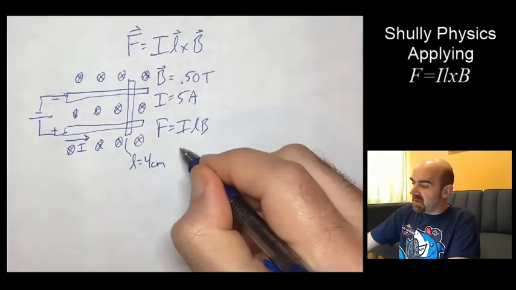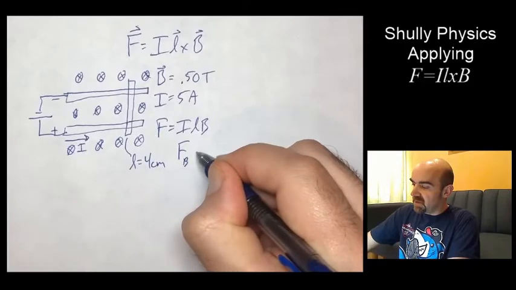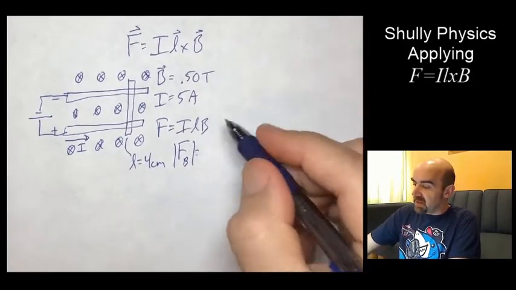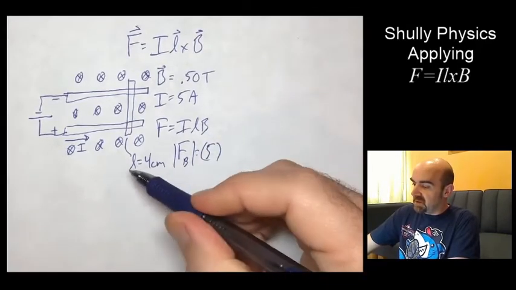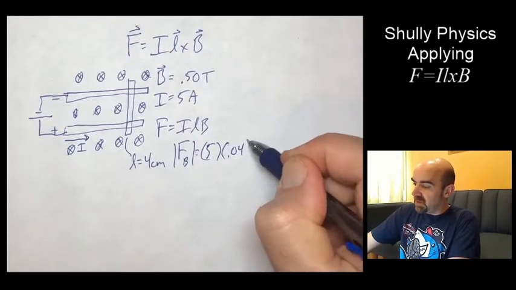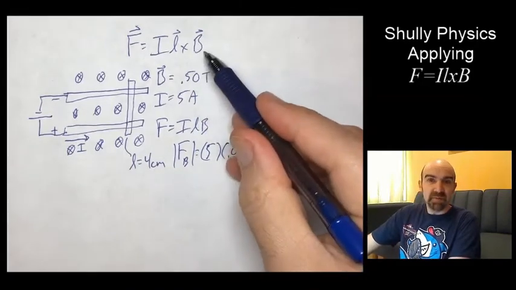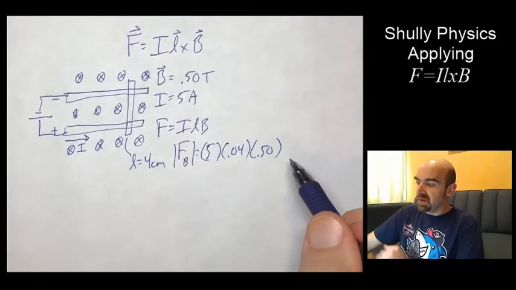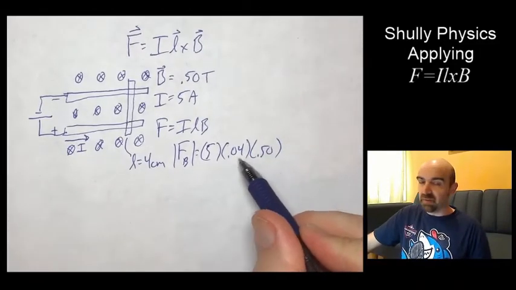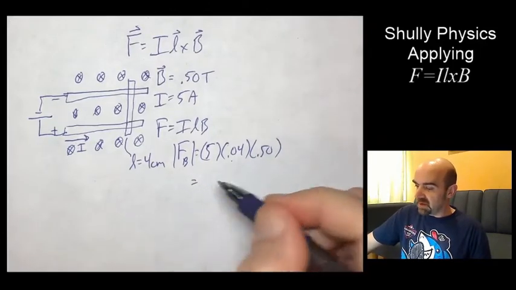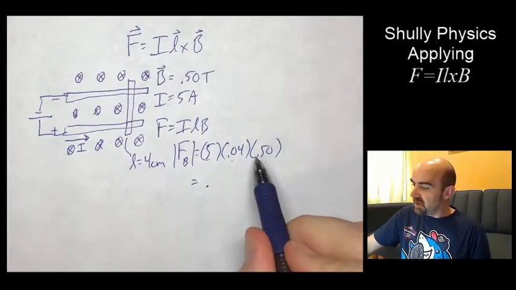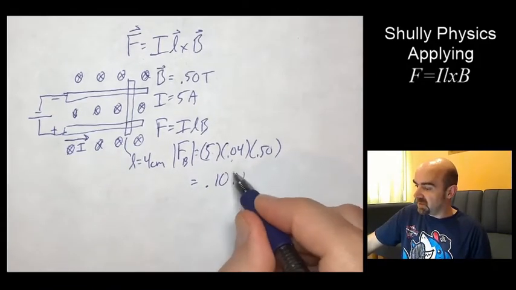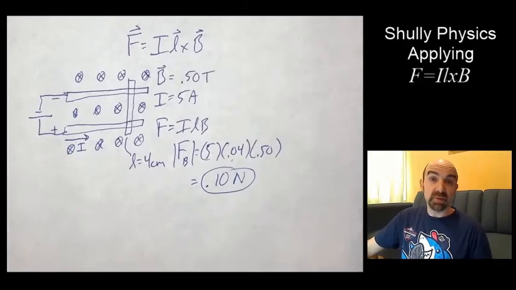All right. So to solve for that magnetic force on the bar, at least the magnitude, we'll come up with the direction in just a moment, is going to be the current, 5 amperes, times the length, 0.04 meters, it's 4 centimeters, times the magnetic field, 0.5. All right. So we have half of 0.04, and that gives us 0.02 times 5, and that gives us 1/10 of a Newton. There it is.